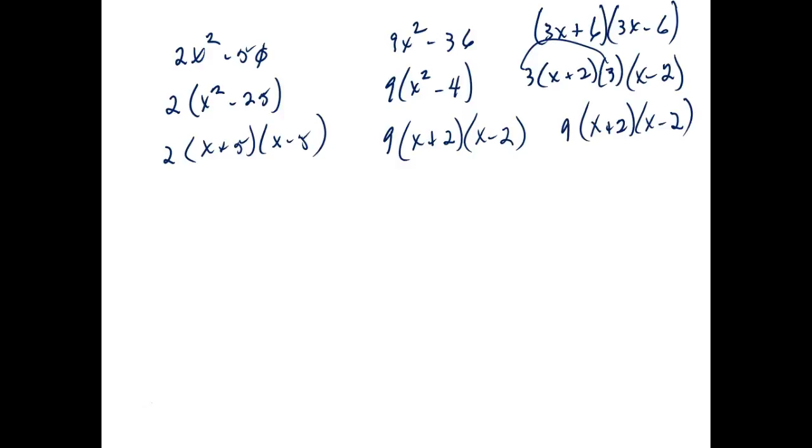Okay. You saw how we got the 9 out. Is that right? Then you had the 9 out, and then you had an x squared minus 4. That's a difference of 2 perfect squares. 4 is a perfect square of 2. 2 squared is 4.